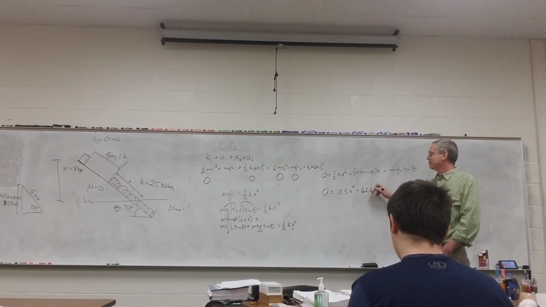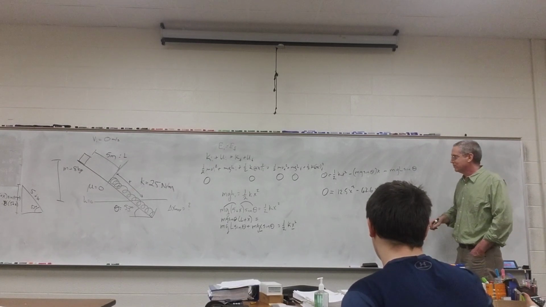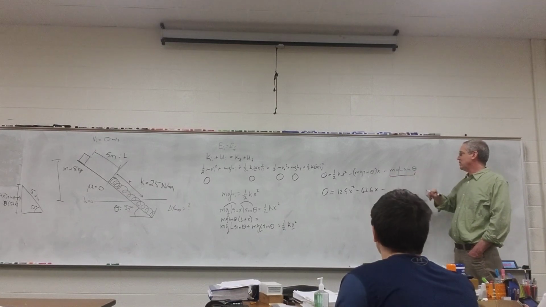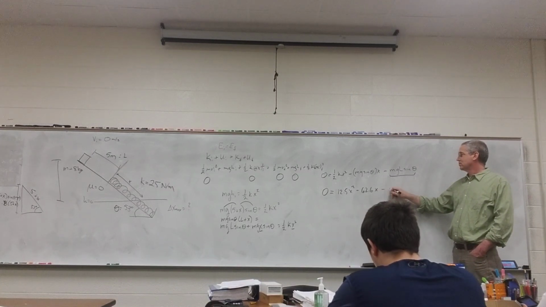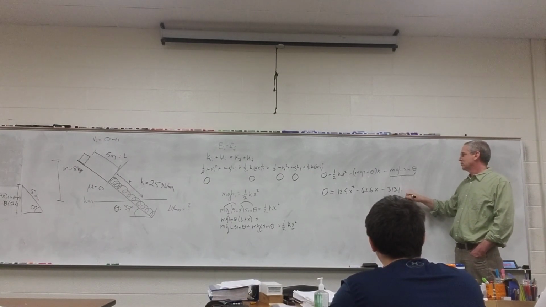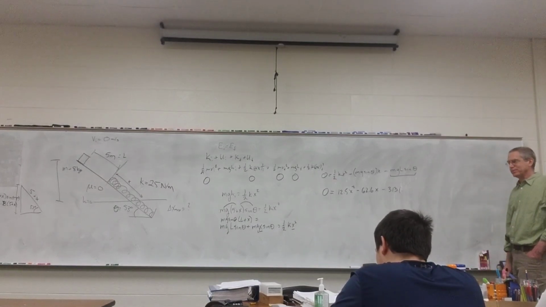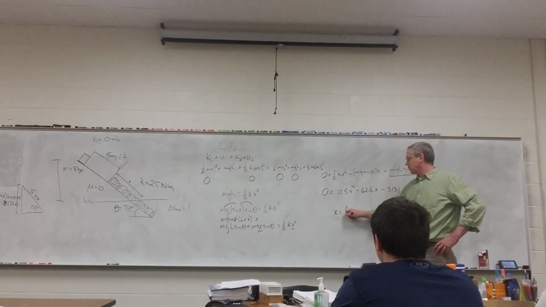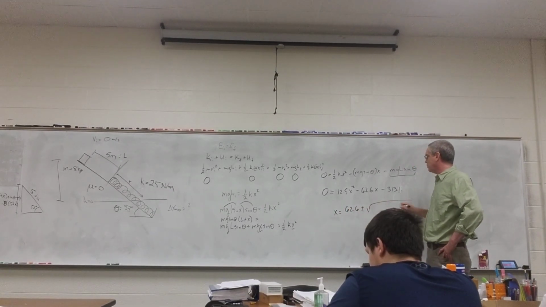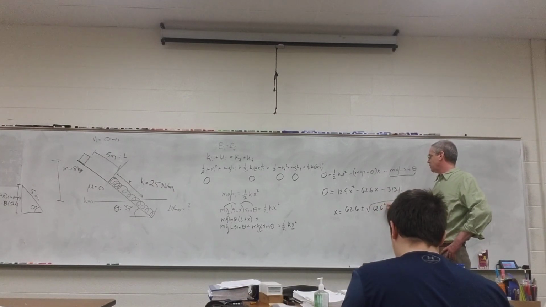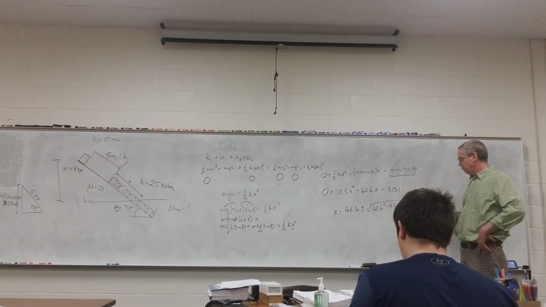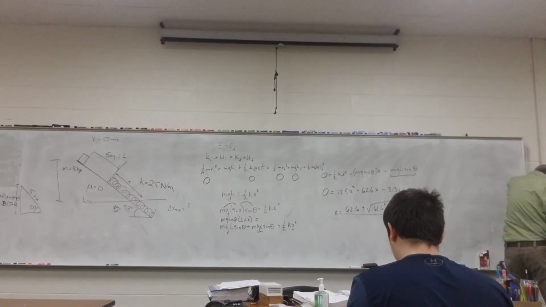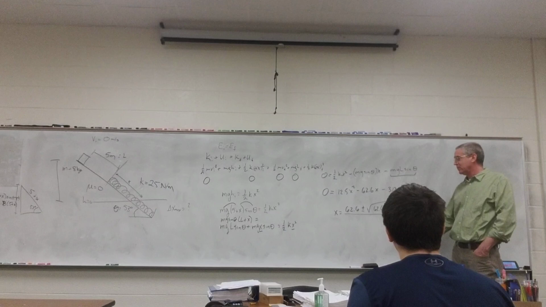62.613. Feel free to dig out more decimal places. Minus mgL sine theta, so it's basically that 62.6 times 5, 313.065. Feel free to dig out the extra decimal places. x equals 62.6 plus or minus the square root of 62.6 squared minus 4 times 12.5 times negative 13.1. That's easier.